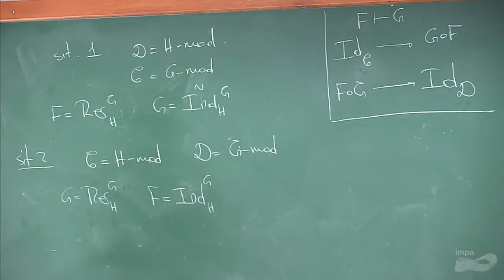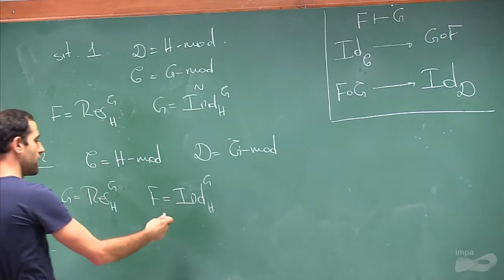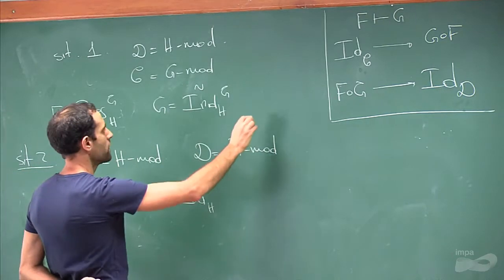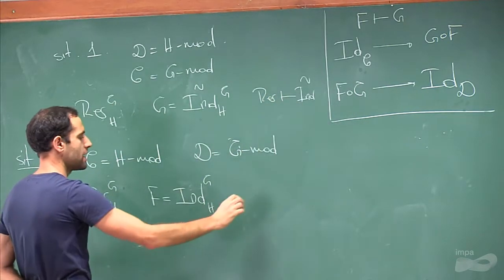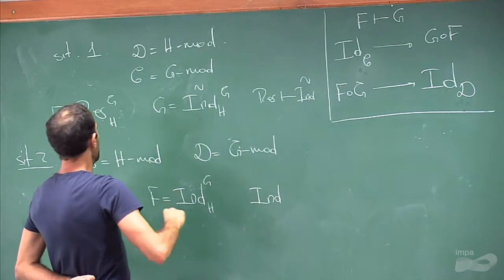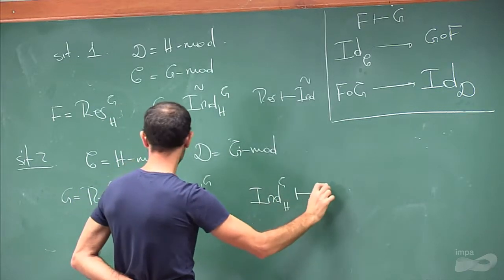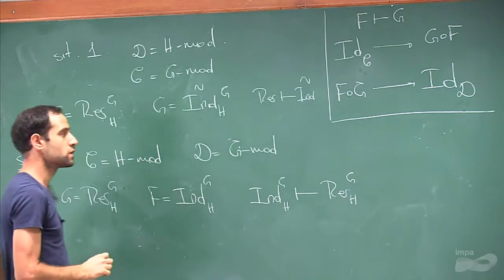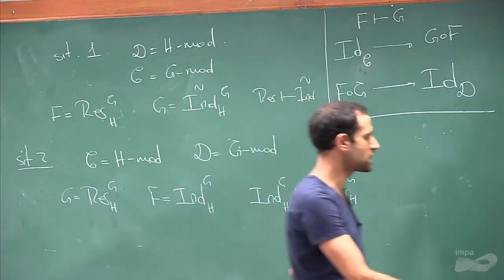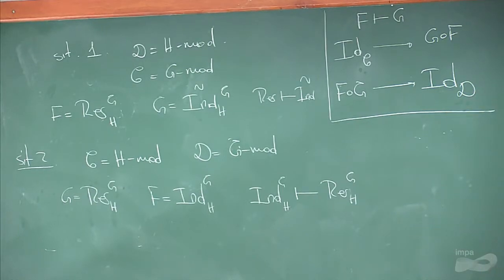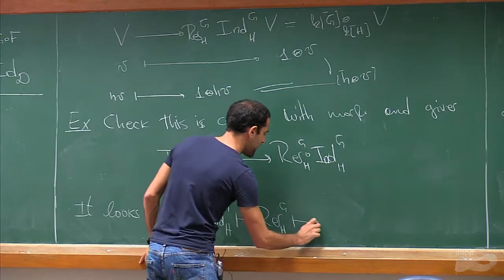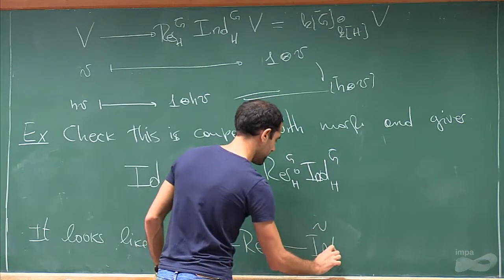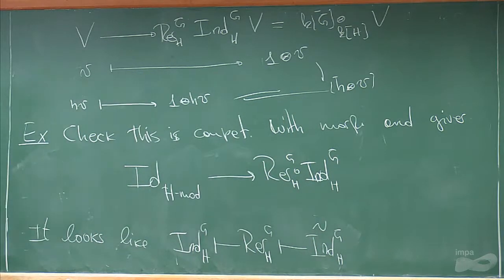So then again, it seems like we have that the restriction functor is left adjoint to the induction functor on the left, and here we're getting that the induction functor from Hg is left adjoint to the restriction functor from Hg. So it looks like the induction functor is left adjoint to the restriction functor, and this guy is left adjoint to the induction tilde functor. So that would be a guess. Okay, that's what we have here.